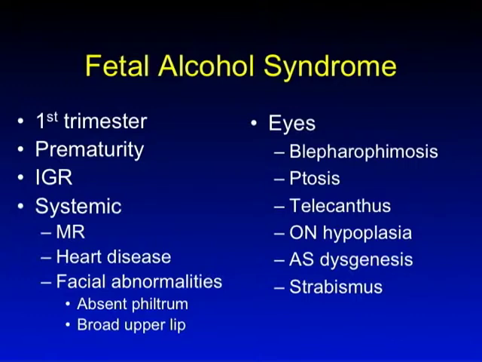Fetal alcohol syndrome. The most important complication for fetal alcohol syndrome is optic nerve hypoplasia. These patients have something very characteristic: a flat philtrum. That's actually right here, and that's characteristic of fetal alcohol syndrome.